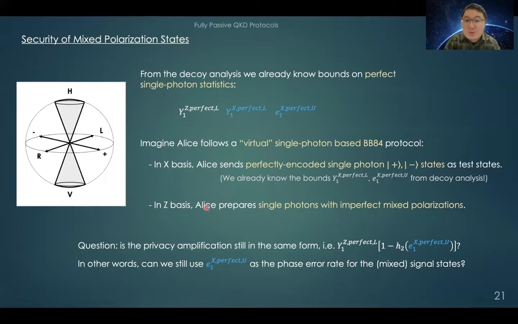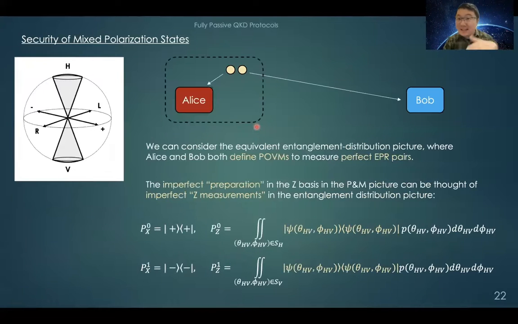But the question is, with those mixed polarizations in your Z basis, is the private amplification still in the same form? Can you still use the single photon perfect statistics for the private amplification? Or in other words, the bit error rate that you get for the X basis single photons, is it still the phase error rate for the signal states despite the mixture in the polarizations? Well, the short answer is yes. But to show our reasoning, let us look at a different picture.